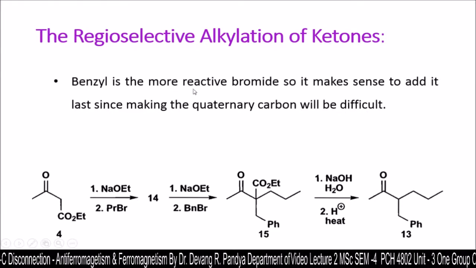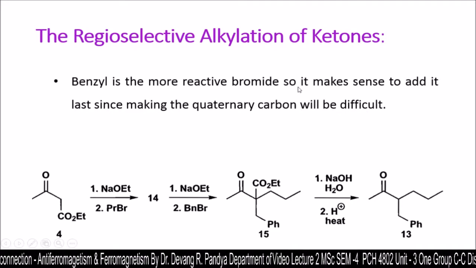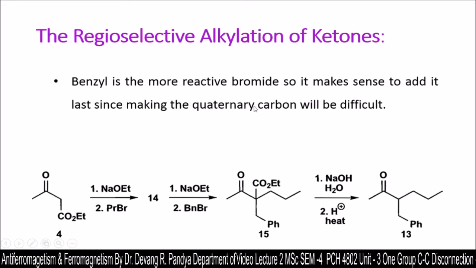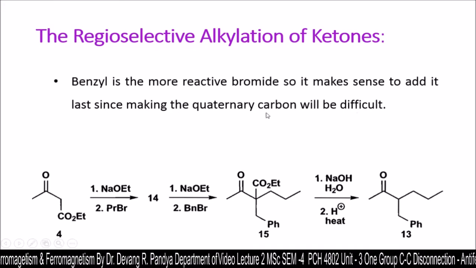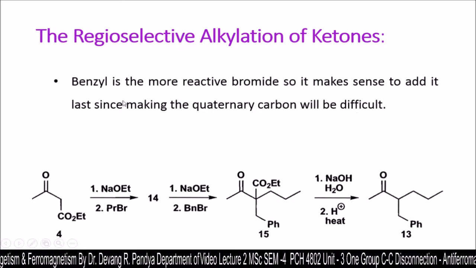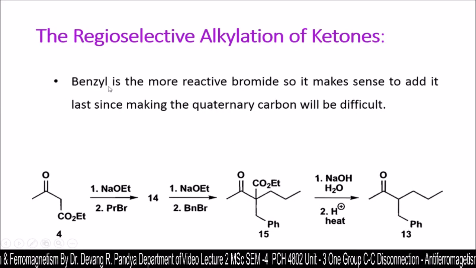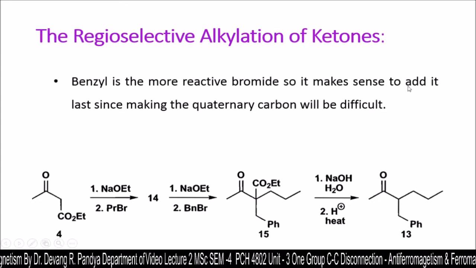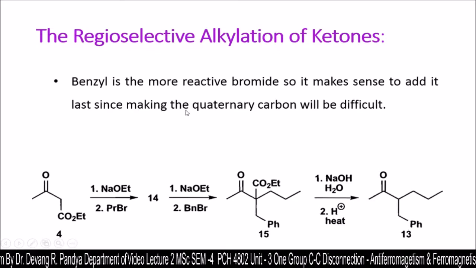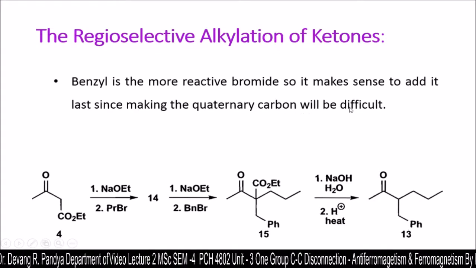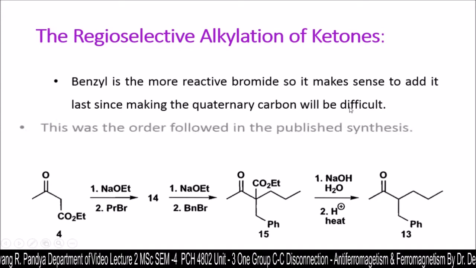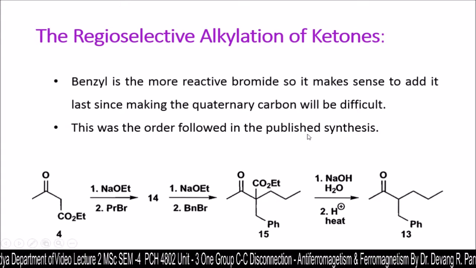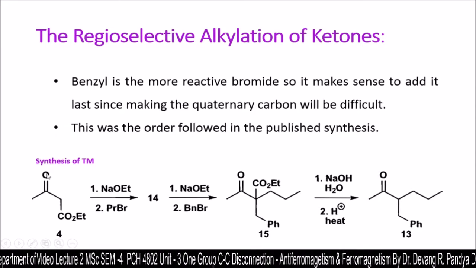So benzyl is the more reactive bromide, so it makes sense to add it last, since making the quaternary carbon will be difficult. So this is how we can solve the regioselectivity issue, by adding benzyl last. Because of its higher reactivity, benzyl bromide we are going to add last, so that it makes the quaternary carbon, which is a little bit difficult to synthesize. This was the order followed in the published synthesis, and this is the synthesis of the target molecule.